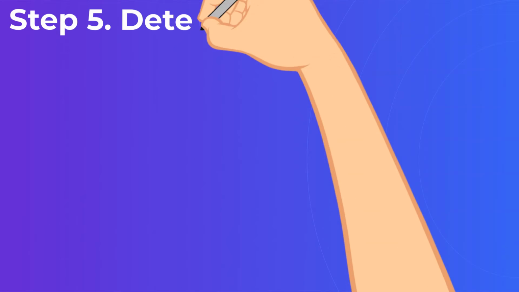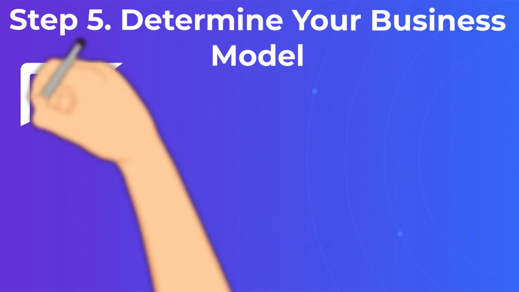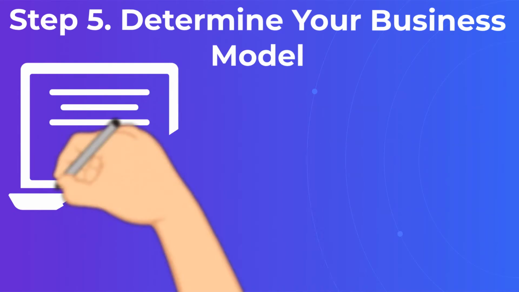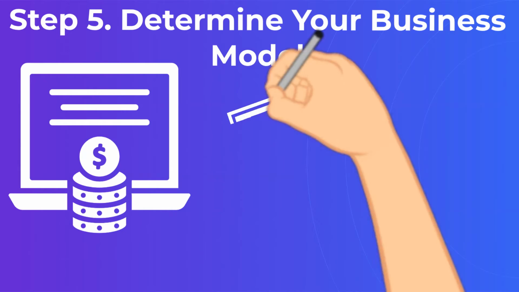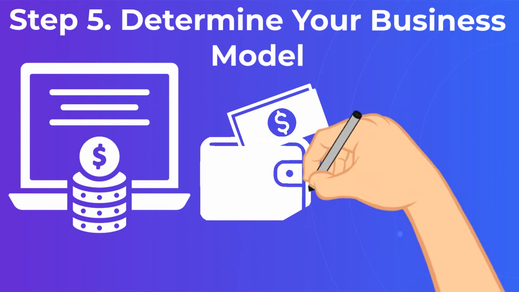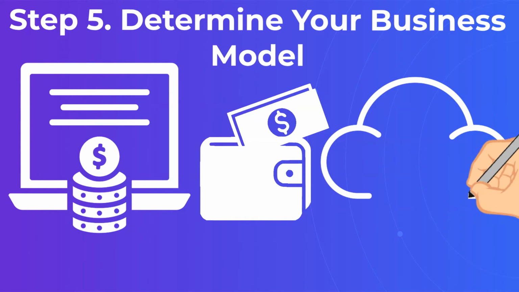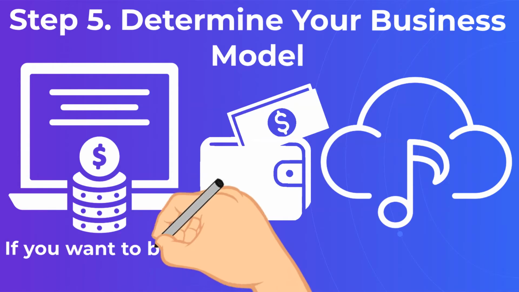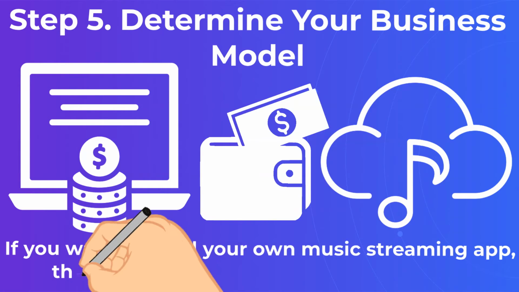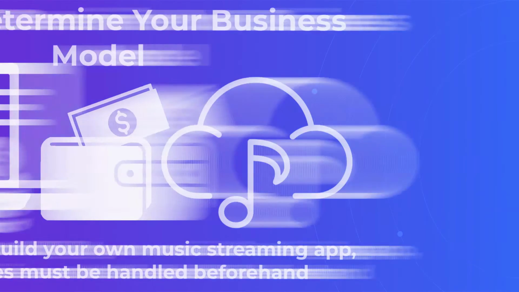Step 5. Determine your business model. This mainly consists of defining the process of the application monetization, and the budget, the issues of profitability and cost-effectiveness, licensing, sharing the so-called digital pie, the number of people in the team and their salaries, how the application will improve and bring money in the future. If you want to build your own music streaming app, these issues must be handled beforehand.